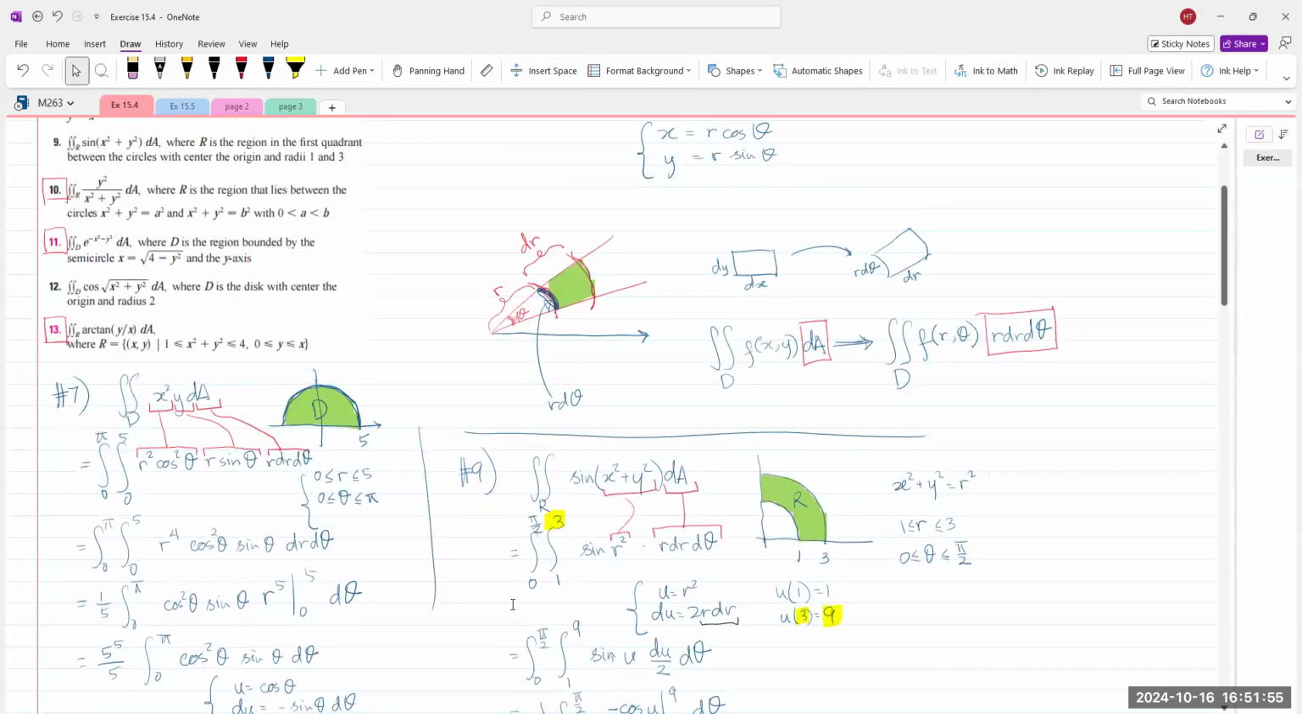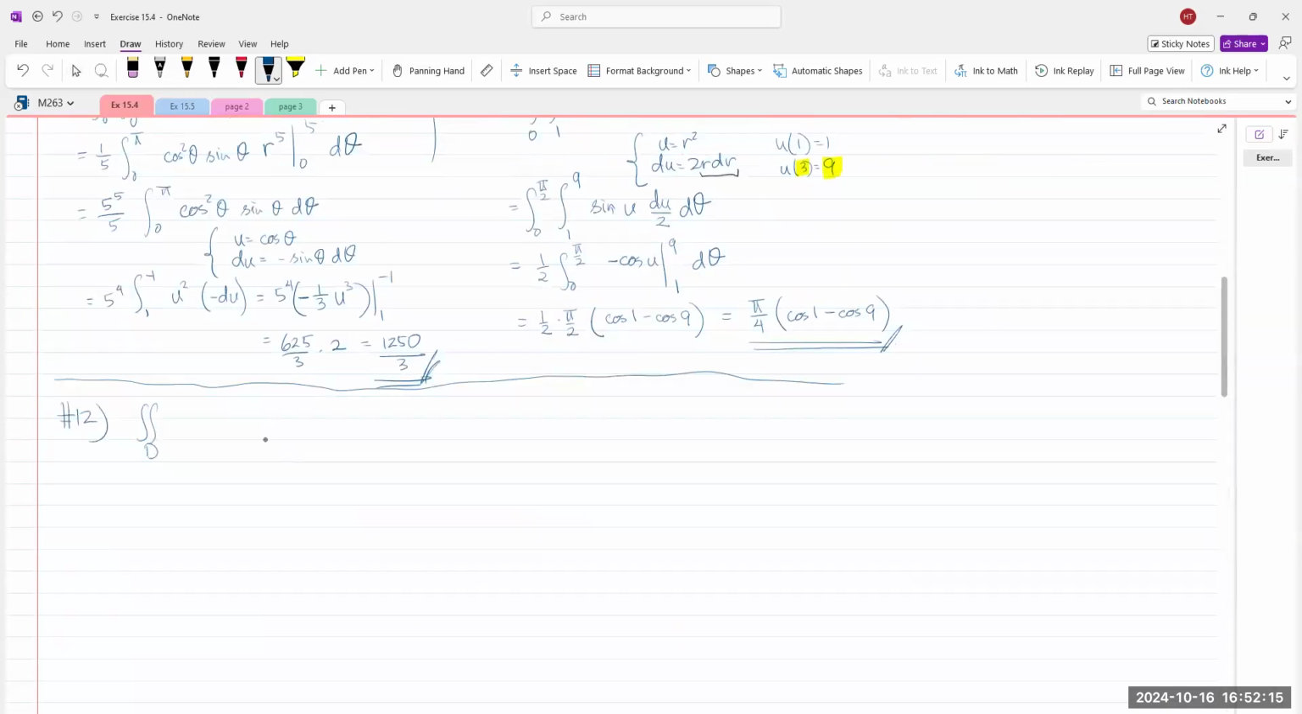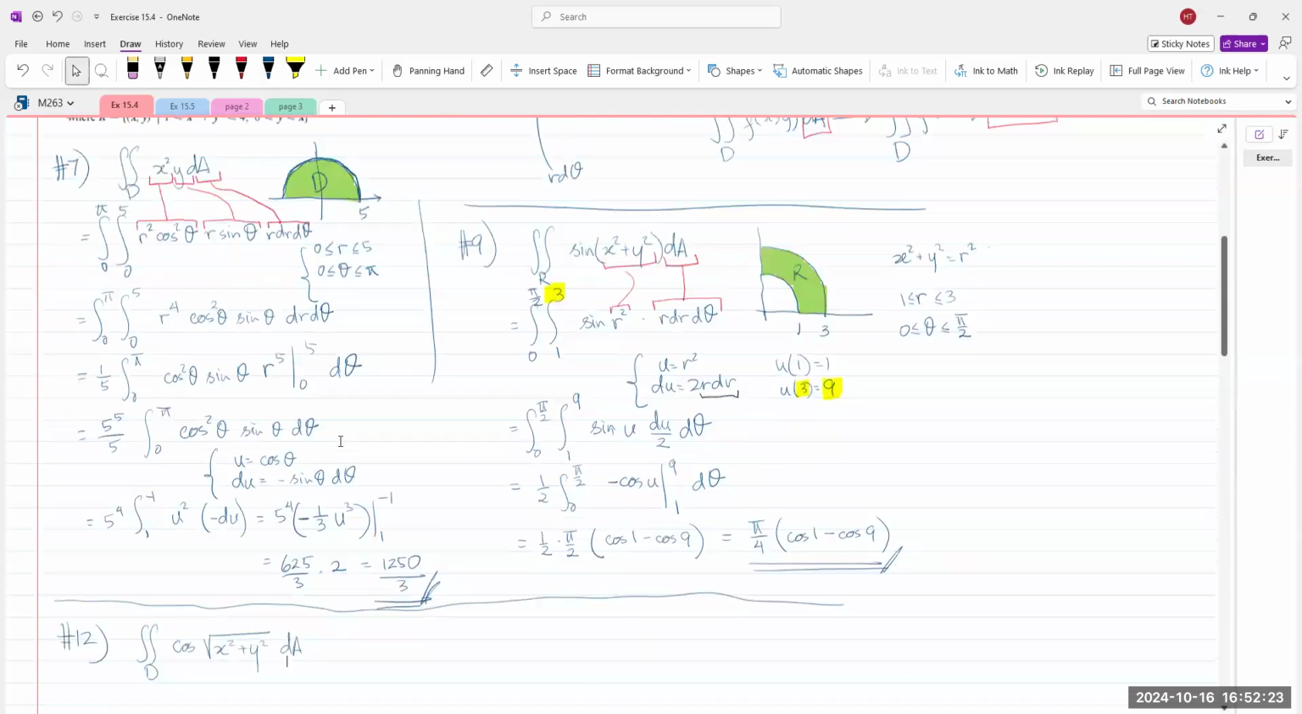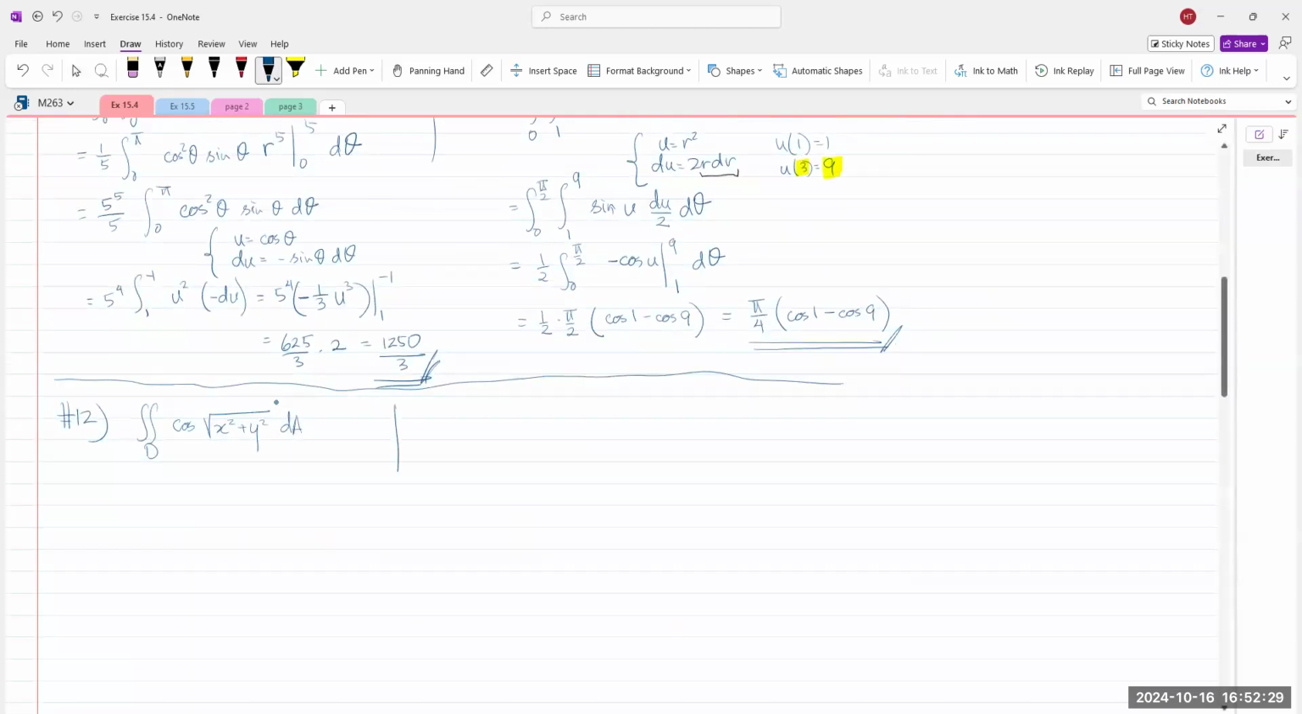Number 12, double integral over domain D of cosine of the square root of x squared plus y squared dA, where D is the disk with center at the origin and radius 2. Let me copy that down first. So that's a disk with center origin and radius 2. So the whole thing, huh?